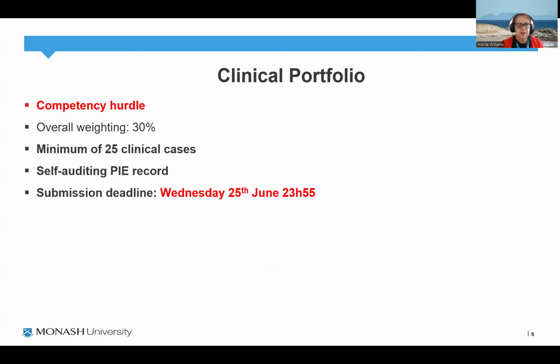It has 2 parts to it. So the first part is a compilation of at least 25 clinical cases, and I'll talk more about that. And then the second part is undertaking a self-auditing of your preliminary image evaluation. The submission deadline for the clinical portfolio is on Wednesday, the 25th of June at 5 to 12 in the evening.